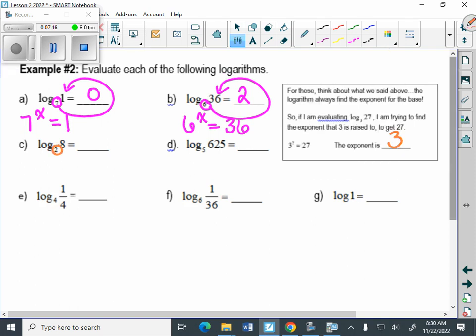Curly Q, start with the 2. So this is going to be 2 to what power equals 8? Well, 2 times 2 is 4, times 2 is 8. That means our exponent is 3. And that's what we're doing. A logarithm is another way of writing an exponent. So what these blanks equal is the exponent. 5, curly Q around. 5 to what power equals 625? And that's going to be 4.